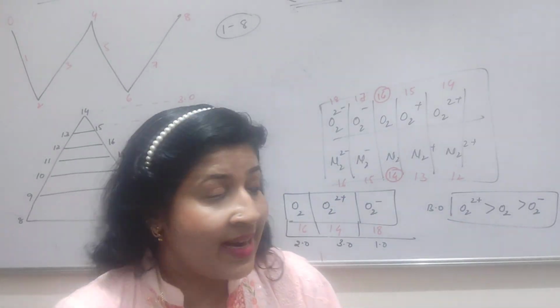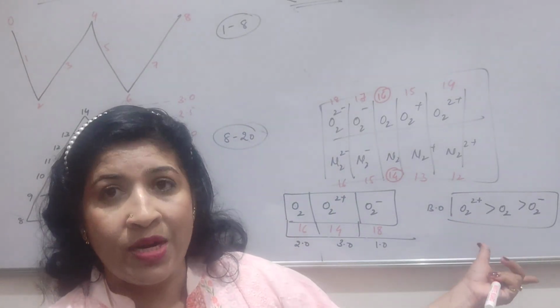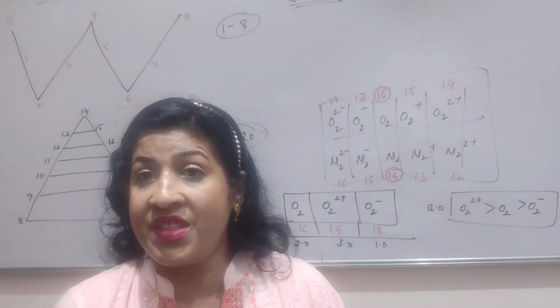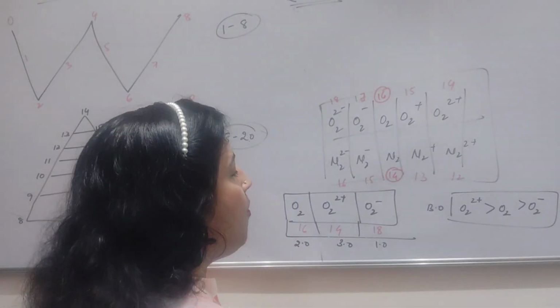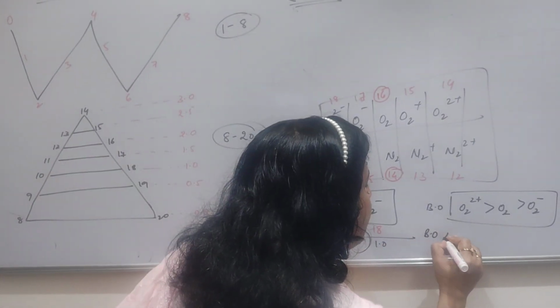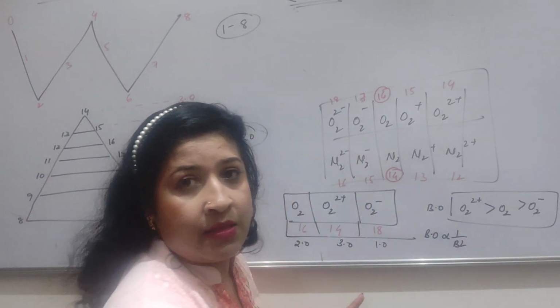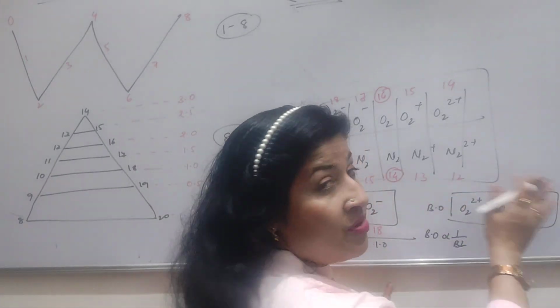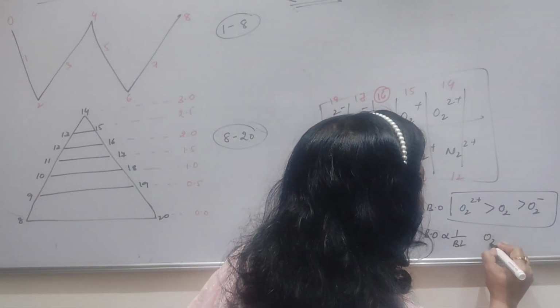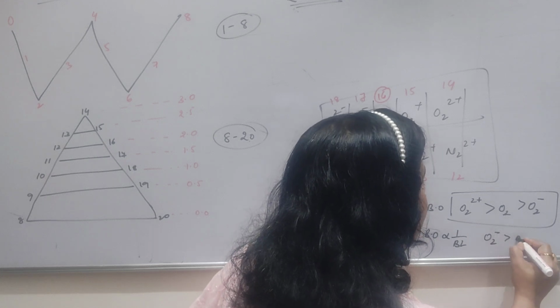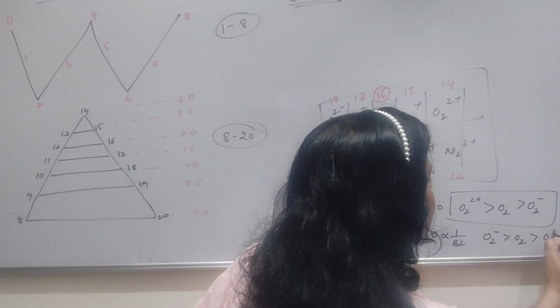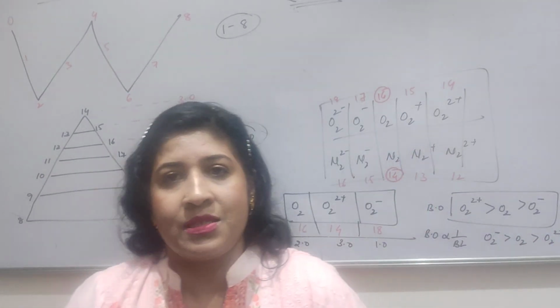If they ask bond strength, same thing. If they ask bond energy, same thing. But if they ask bond length, we know that bond order is inversely proportional to bond length. That's why we are going to reverse this. We will say O2 minus is greater than O2 is greater than O2 2 plus. I suppose this clarity is done.